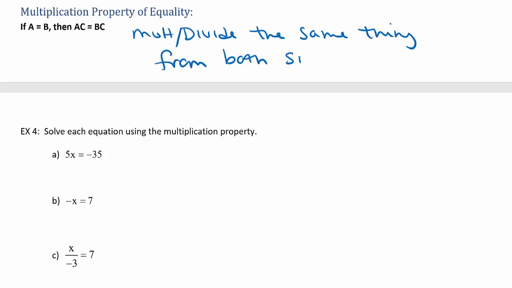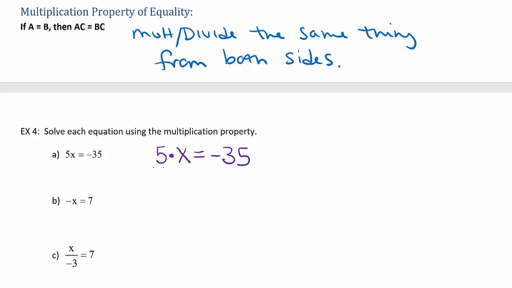Now, the multiplication property of equality says that we are allowed to multiply or divide the same number from both sides. And so we can use this if we want to undo the operations of multiplication or division. So if I take a look at example 4a, I have the equation 5x equals negative 35. This 5 is actually being multiplied by the x. It's 5 times x equals negative 35.